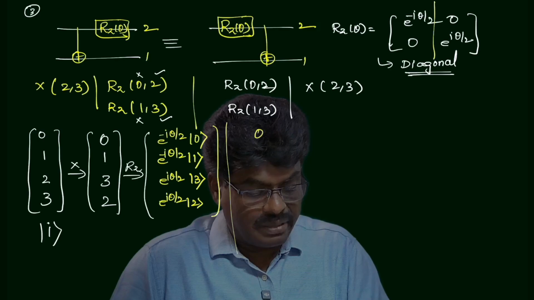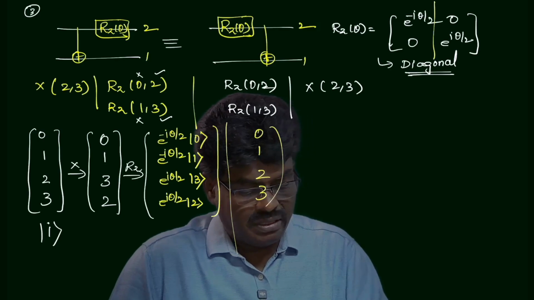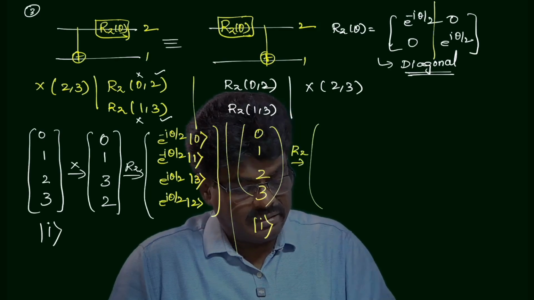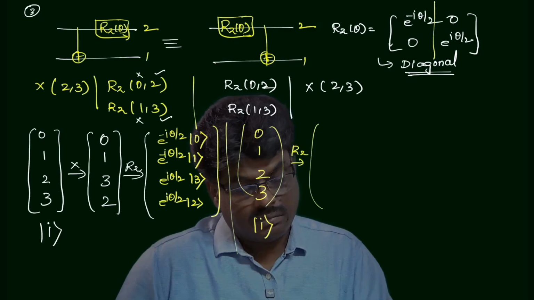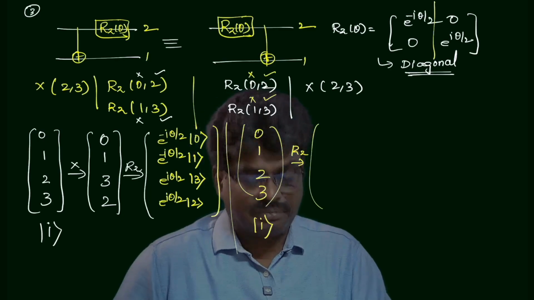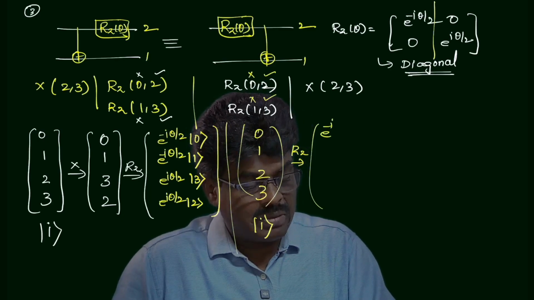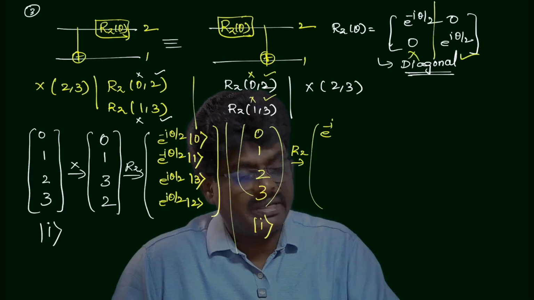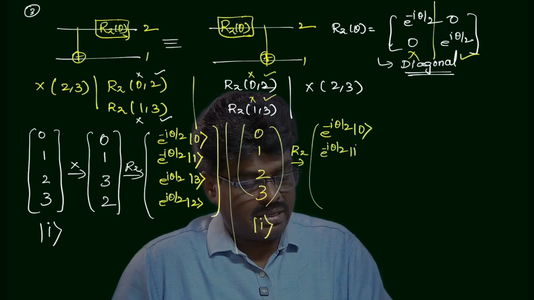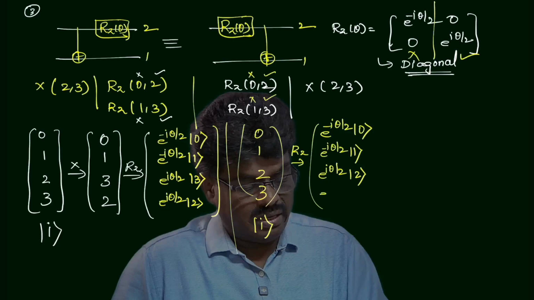So initial state I am taking 0, 1, 2, 3. So this is the initial state, and here we have RJ. So 0 off, 2 on, 1 off, 3 on. So 0, e raised to minus, because the first column is for off, second column is for on. e raised to minus i theta by 2, 0, and e raised to minus i theta by 2, 1, and e raised to i theta by 2, 2, and e raised to i theta by 2, 3.